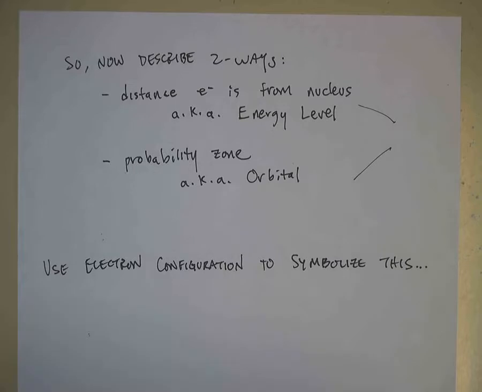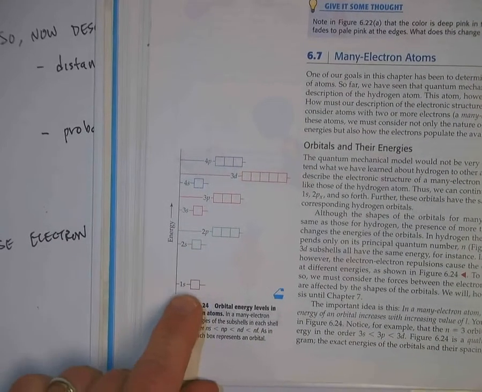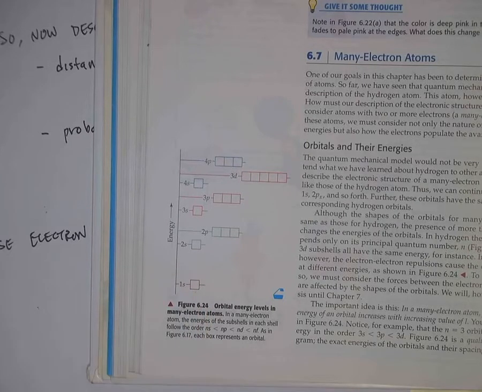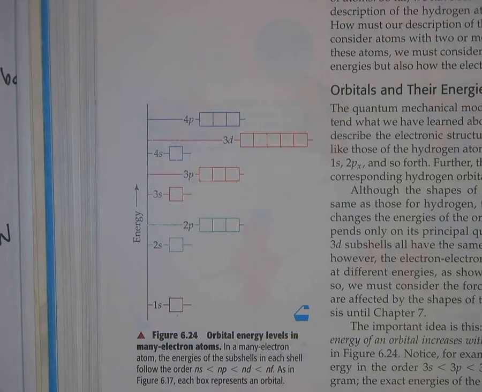If you look in your book, there's actually a really nice diagram here showing how the energy orbitals go from 1s to 2s to 2p to 3s to 3p to 4s to 3d to 4p. And I'll describe what each one of those little boxes means as well.